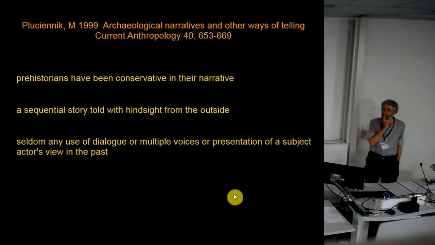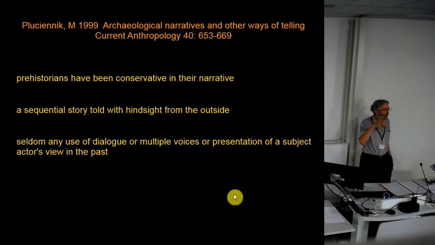Mark Klucenik says that prehistorians in particular have been very conservative in their attitude to narrative. We tend to use this hindsight view, speaking from outside the action, and we're really not very good at getting into the heads of people in prehistory, in the past.